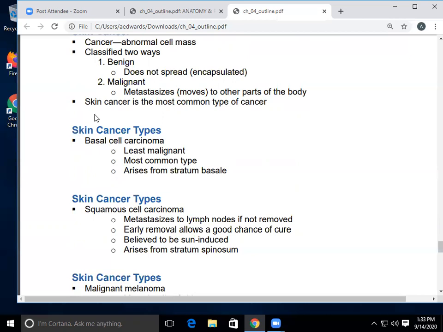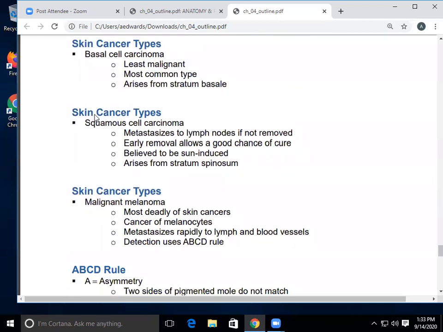So what are some different types of skin cancer? Well, there's the basal cell carcinoma. It's considered the least malignant, most common type. And it comes from your stratum basale, which again is a layer of rapidly dividing cells. So if something goes wrong there, it can turn into cancer.